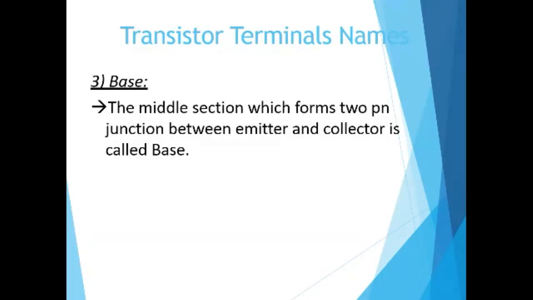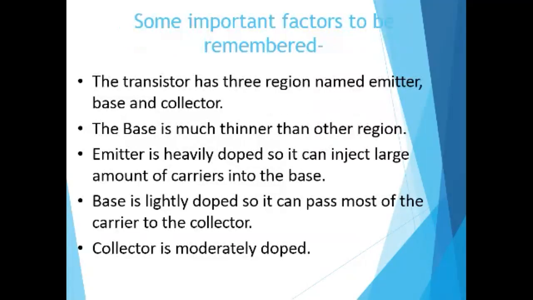What is the base? The middle section which forms two PN junctions between emitter and collector is called the base. The base is common to the emitter and collector. The base is the middle section of the transistor, either PNP or NPN, whatever it may be.